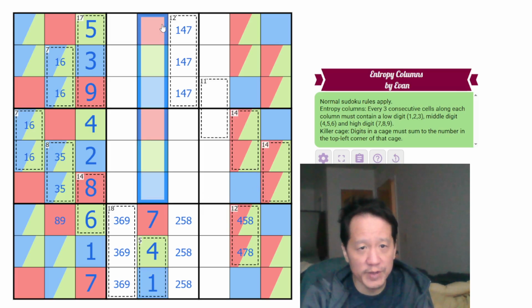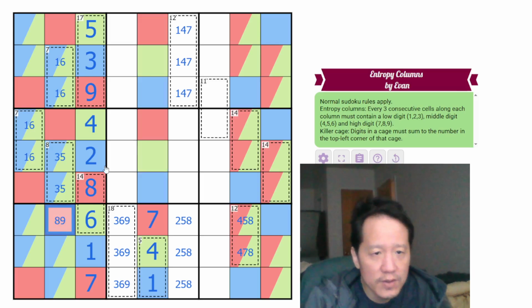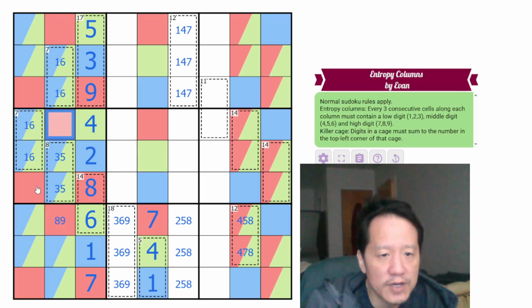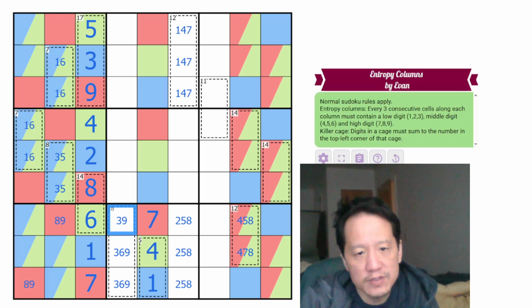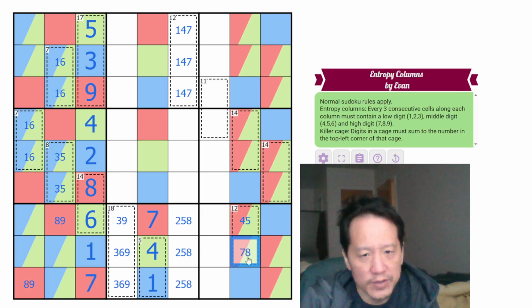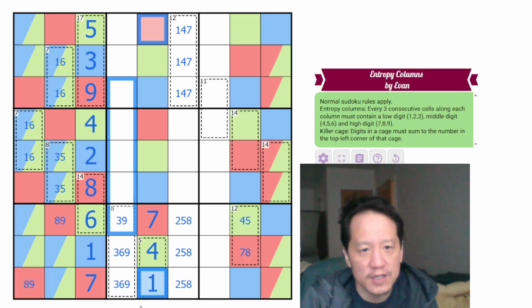We don't know what the remaining digits here are, though. This is 7 or 9. This is 7 or 9. This is 8 or 9. This cannot be 6. This can't be 4, so therefore this can't be 8. Well, because of that, we know that this has to be a high digit, right? Because 7 and 8 are the only possibilities. Therefore, this must be a middle digit, because 4 and 5 are the only possibilities, which forces this to be a high. Therefore, this is a middle. This is a high, and this is a middle from the previous logic that we showed.